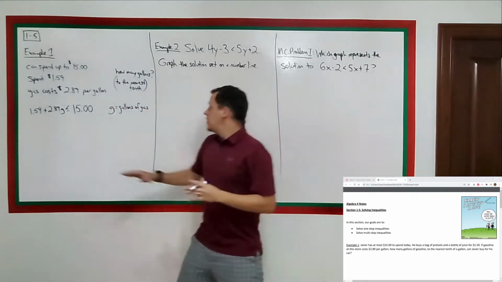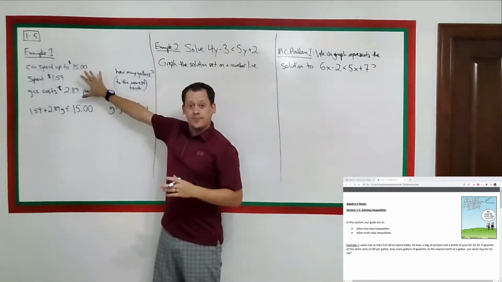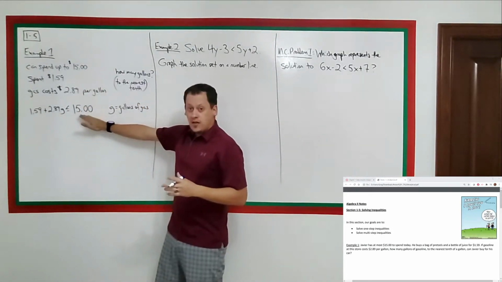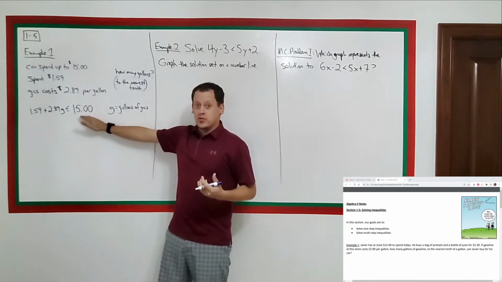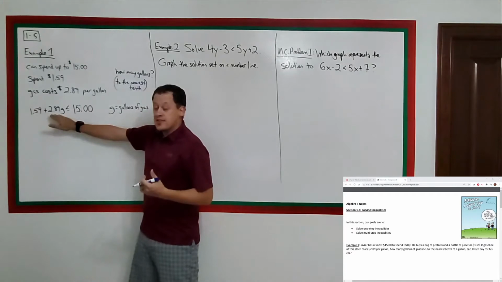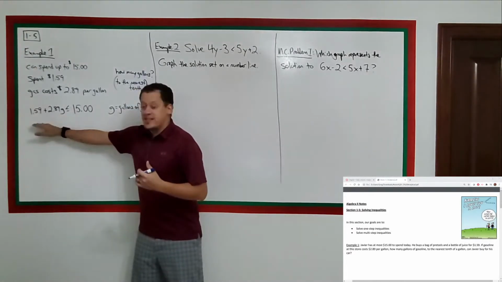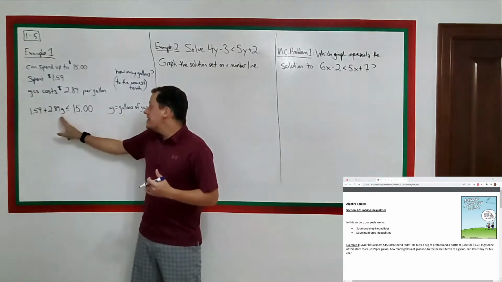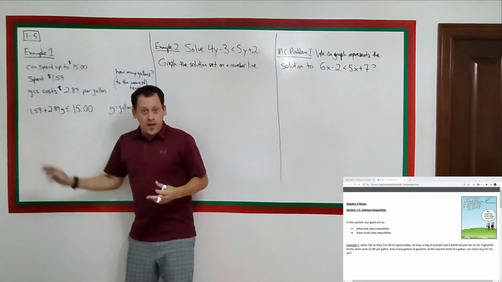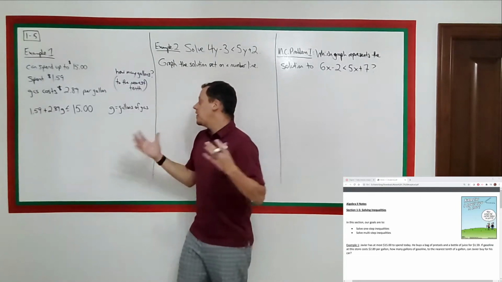So, this is our inequality that represents this situation. If he starts with $15, he can spend up to that much. He already spent $1.59, and every gallon of gas costs $2.89. All we need to do is solve this inequality, get G by itself on this side, and we'll be able to answer this question. So, how do we solve this inequality?